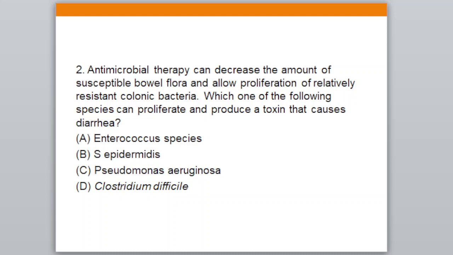Question 2. Antimicrobial therapy can decrease the amount of susceptible bowel flora and allow proliferation of relatively resistant colonic bacteria. Which of the following species can proliferate and produce a toxin that causes diarrhea? Option A. Enterococcus species. Option B. Streptococcus epidermidis. Option C. Pseudomonas aeruginosa and option D. Clostridium difficile. The correct answer for this question is option D. Clostridium difficile.